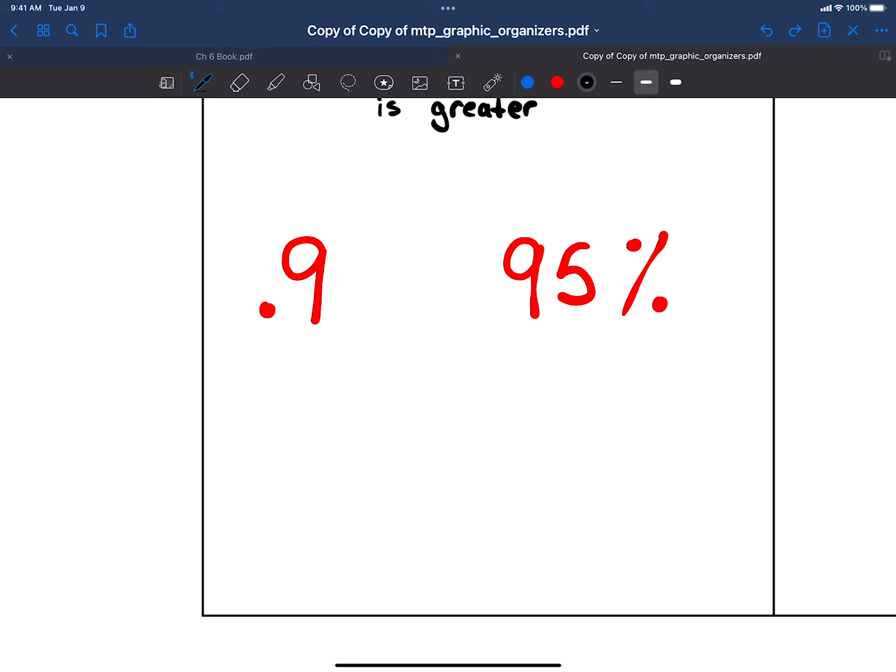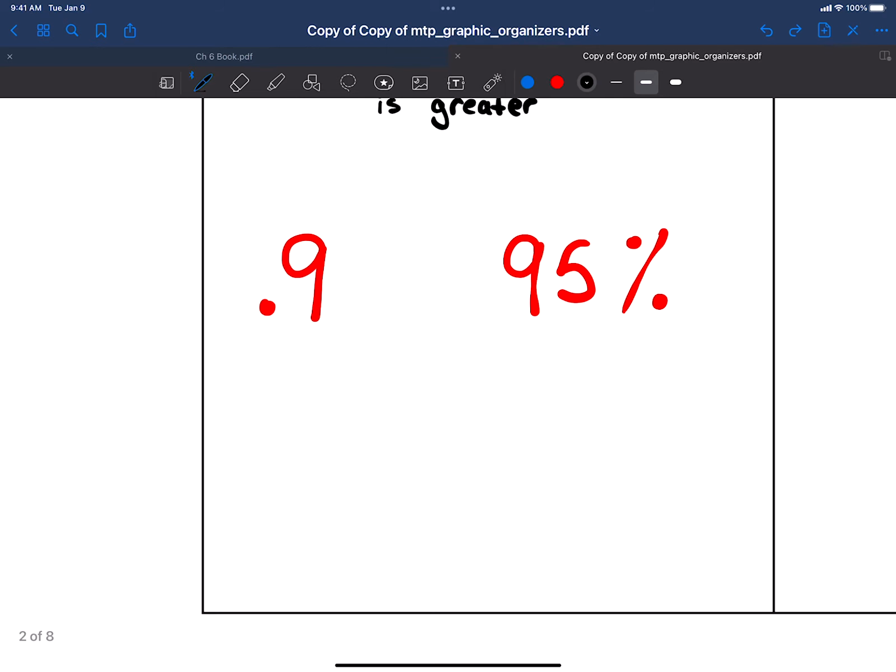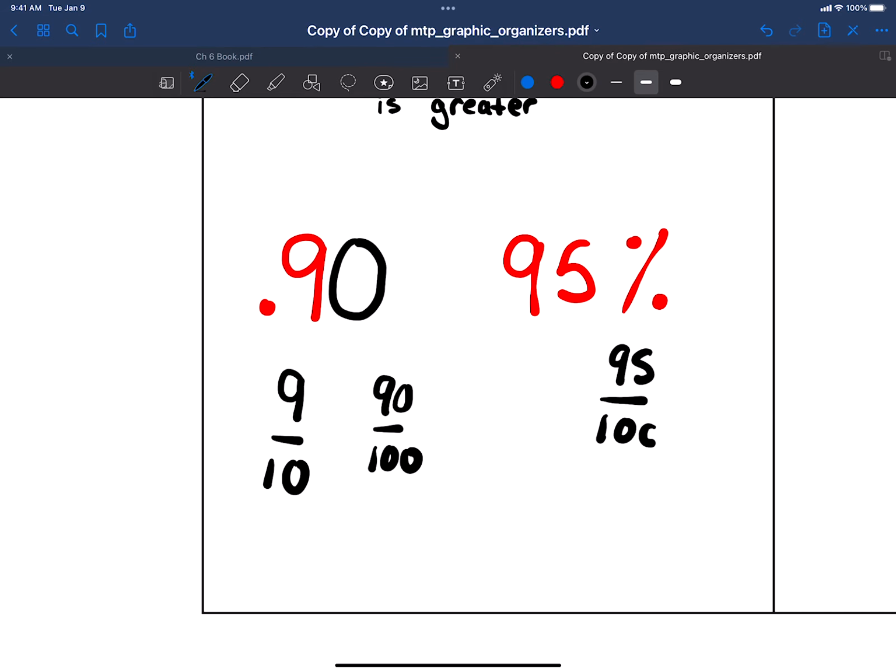Now, could I compare them by turning them into fractions? Yes, it's just not my favorite. This would be 9 over 10. Or if I put that 0 there, it turns into 90 over 100, right? And then this would just be 95 over 100. But once again, very easy to see who's bigger, right? 95 is bigger than 90.